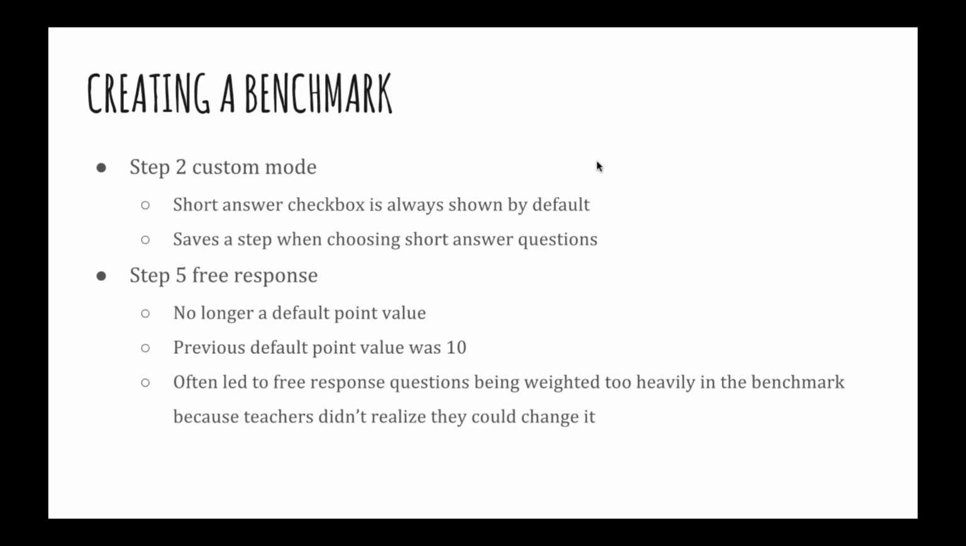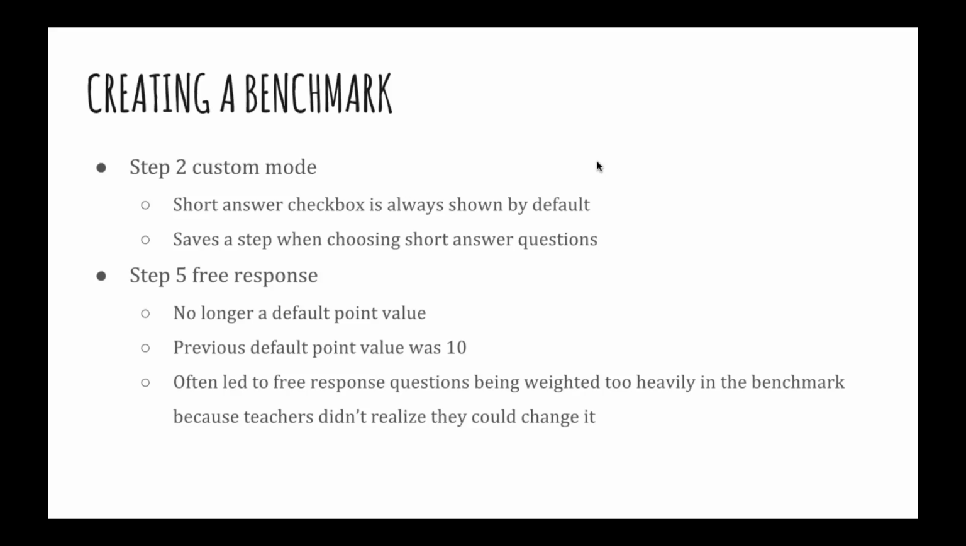So a couple changes. First, in step 2, and then we'll look at screenshots of this, we have the option, if you're working in custom mode, where you can look through all of the questions by standard. We do have some questions that can be turned into short answer instead of multiple choice. And so in the past, you had to click on the question, and then you would see an additional checkbox if you wanted to use it as a short answer question. We just made that a little bit more user-friendly, where that short answer checkbox will always be shown. So it really will just save you a click and make it easier to use short answer questions.